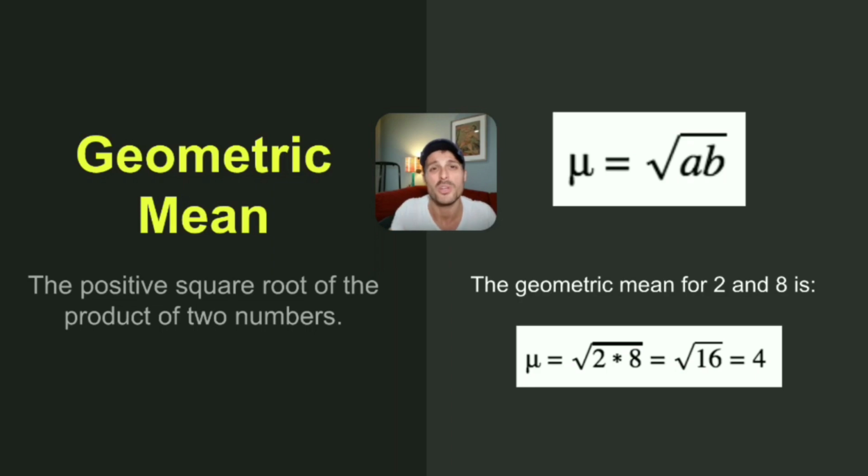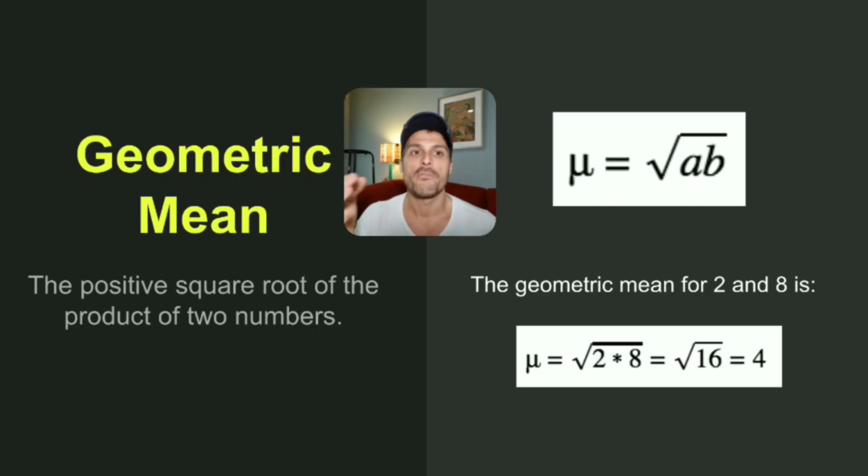The geometric mean. Normally, when you think of what a mean is, you would think average. It's the average value. I'm gonna add up all those numbers, I'm gonna divide by the number of numbers there are, and that gives me the mean. Well, that mean is actually called the arithmetic mean. For the geometric mean, instead of adding and dividing, I'm going to multiply and then take the square root.